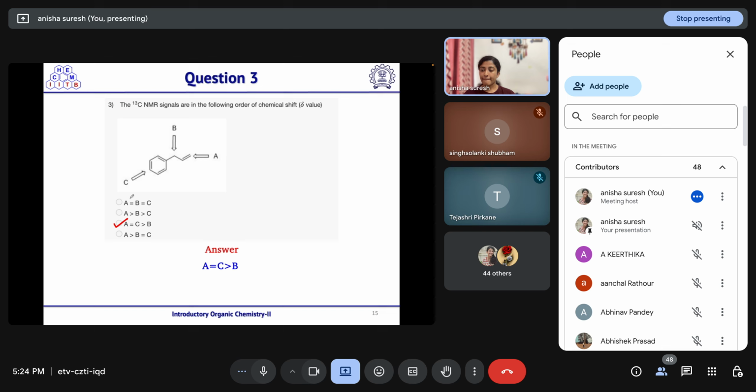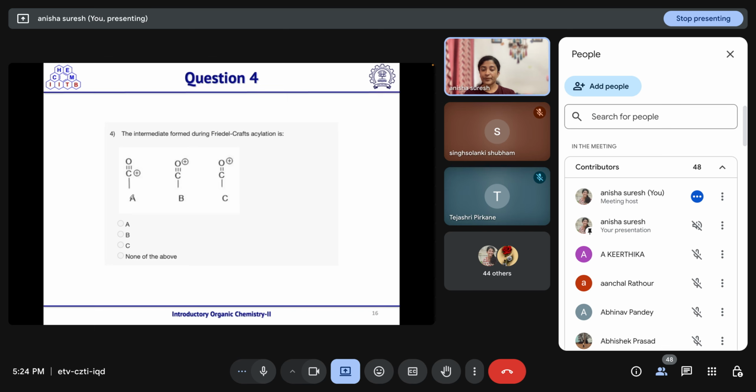Any doubt? No, ma'am. Okay. If there are no doubts, we can move to the next question, question number 4. The intermediate formed during Friedel-Crafts acylation reaction is... They have given three options A, B, C. Which is the intermediate that is formed during Friedel-Crafts acylation reaction?